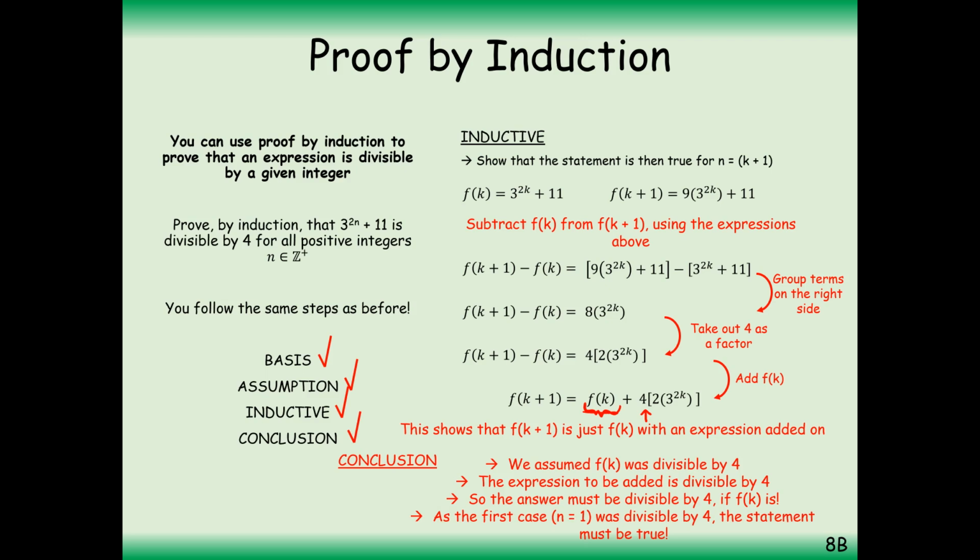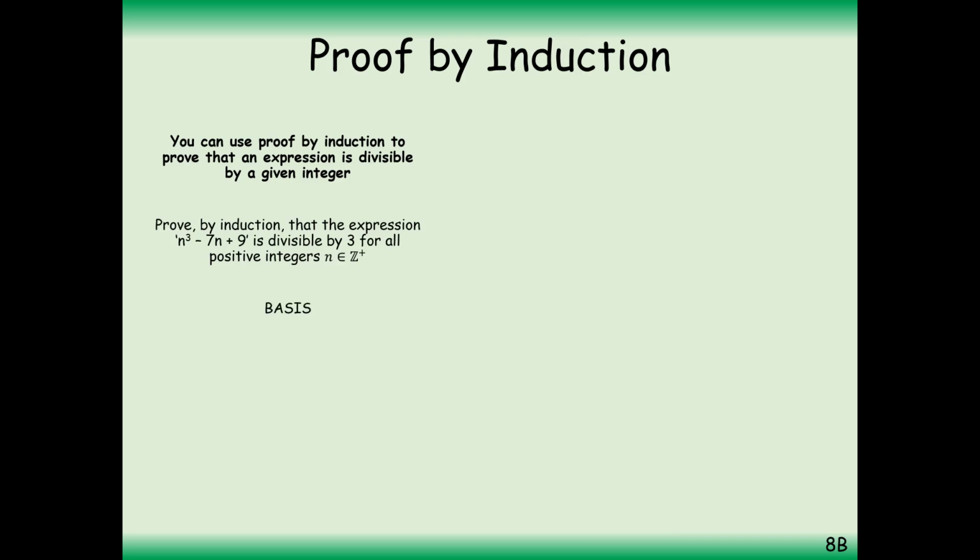Okay, you do write a conclusion that involves saying our function worked with n equals 1, and we made the assumption that it works for f of k, n equals k, and it also worked for n equals k plus 1. So in this next example, we have a function n to the power 3 minus 7n plus 9. And we want to prove that it's divisible by 3 for all positive integers n.